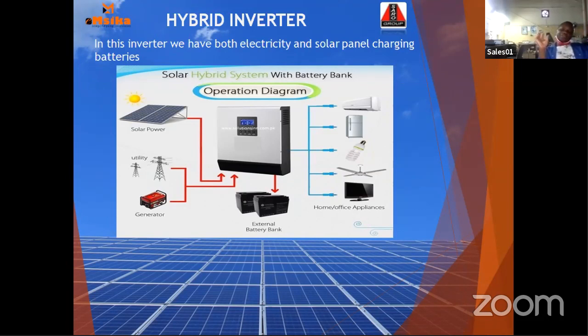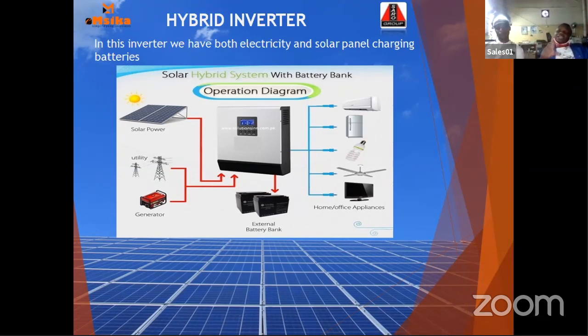So the solar panels play a critical role in this case of charging the battery if ZESCO is not present. So a hybrid inverter gives you that advantage of connecting solar panels. At the same time, you can also connect ZESCO. It will be able to run your loads when ZESCO is not available. So that is the advantage of a hybrid inverter.